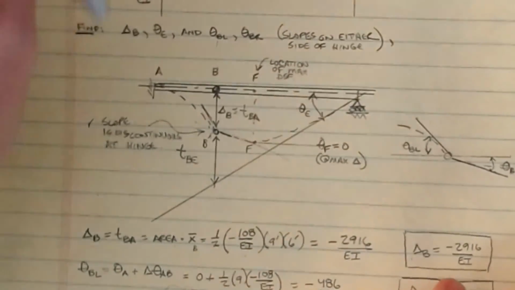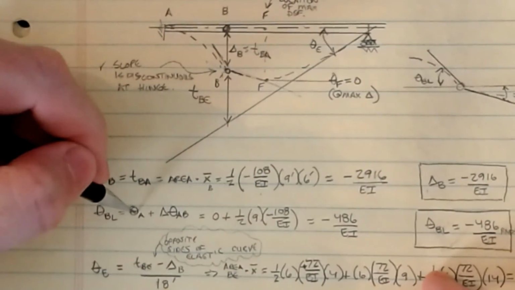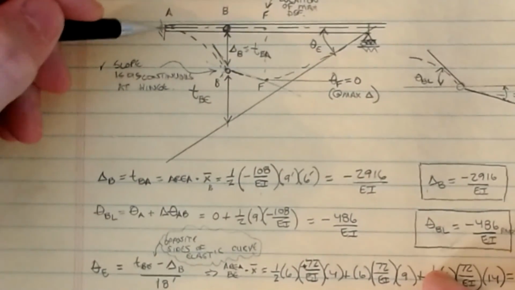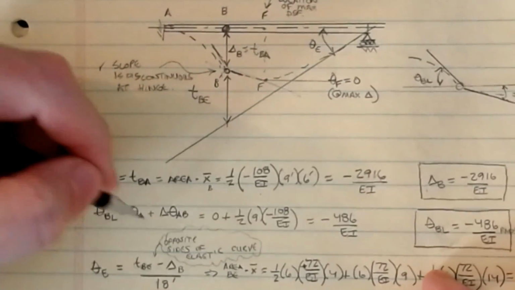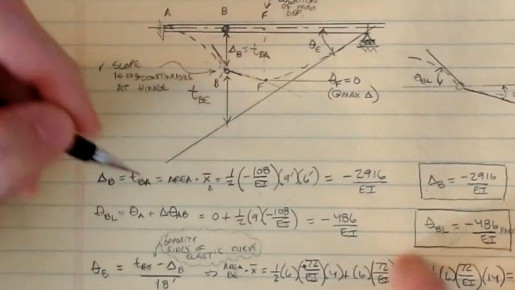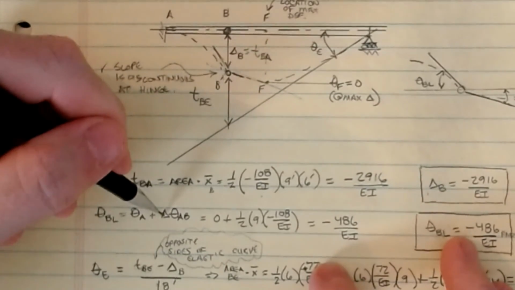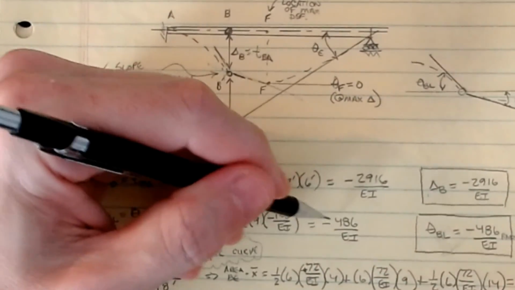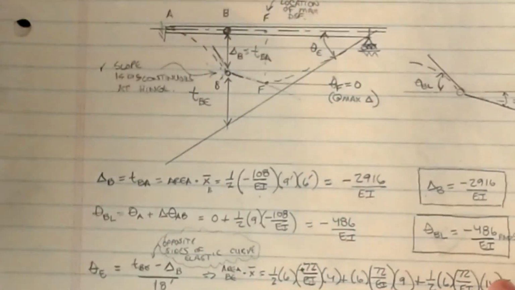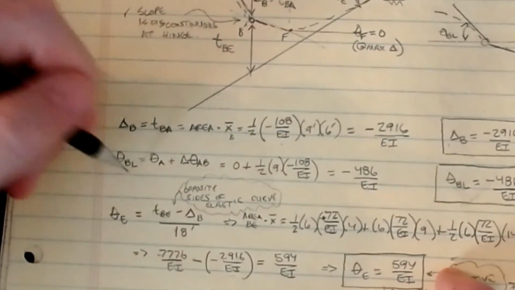This one's pretty easy because we know that theta A is 0. That was my slope at A, and since it's a fixed support, it's a 0 value, so theta A plus the change in angle AB. This is a formula that I can calculate. It's just the area between A and B. So that's 1/2 of 9 times minus 108 over EI, which is minus 486 over EI. So we've got that value. That's the angle at the left.